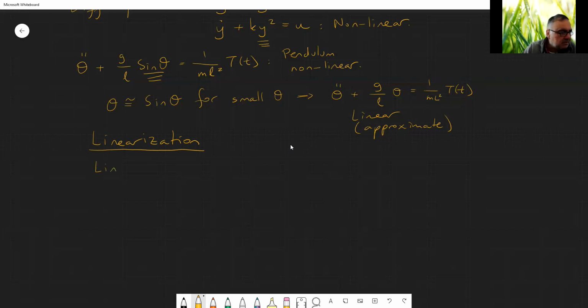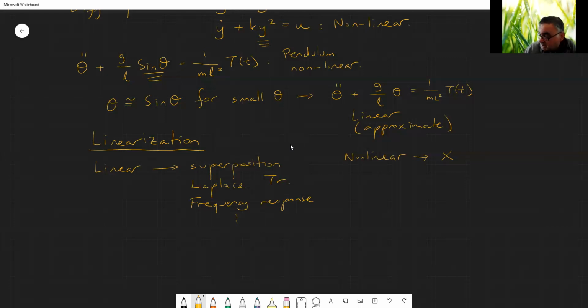If you have a linear system, you have superposition in your hand, Laplace transform, frequency response, and other possible tools. Whereas if you have a nonlinear system, none of these are valid. You don't have these tools. You only have some advanced tools of mathematics, but even that doesn't get you very far. So basically, we try to deal with linear equations.